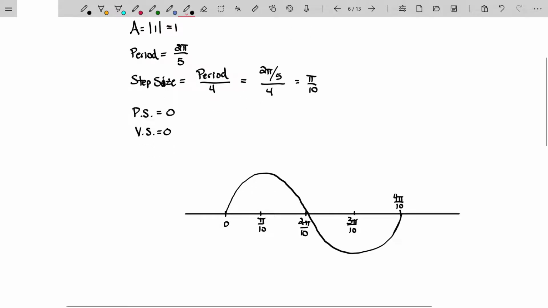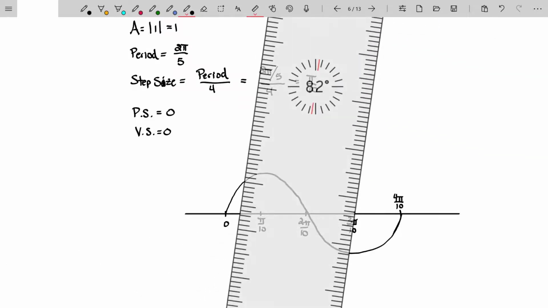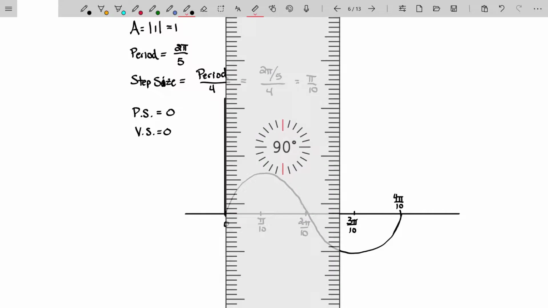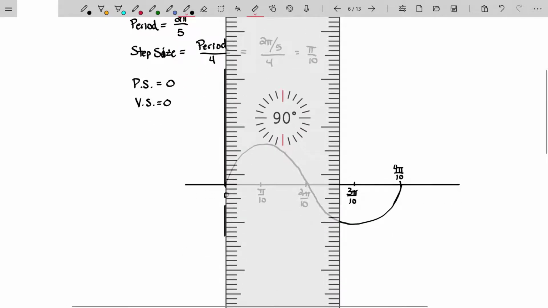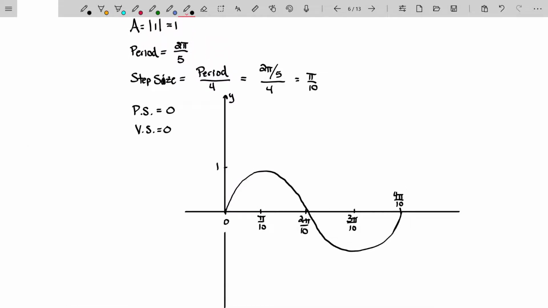That's one full period, or one full cycle, if you will, of the sine function that we're being tasked to graph. Let's go ahead and draw in the y-axis right there. Whoops. And right there. I'll turn that off now. So there's my y-axis.